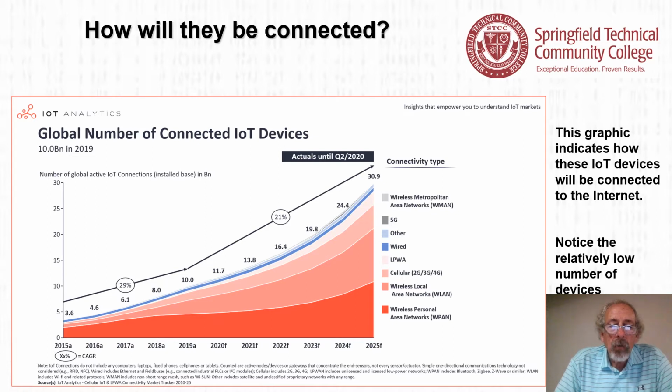And again, you see the growth here, 29% growth from 2015 to 2019, and they have A's after those years, whereas starting in 2020, it's an F for forecast, all the way up to 2025. So wireless will be the way that they can connect these things to the Internet.